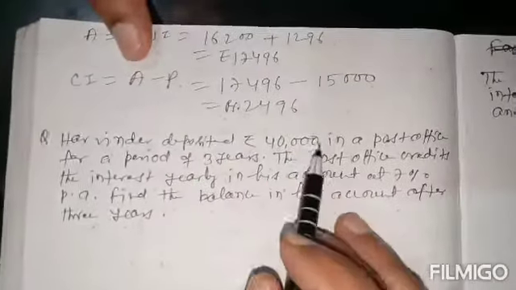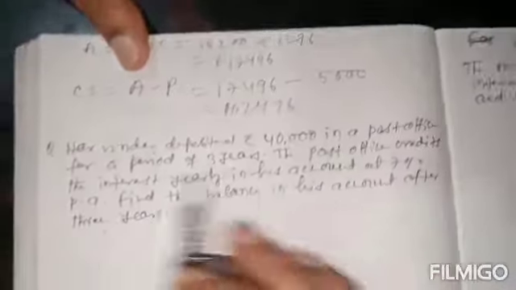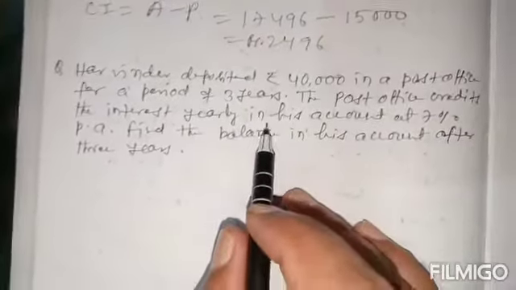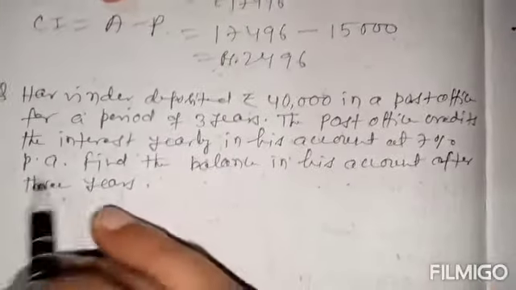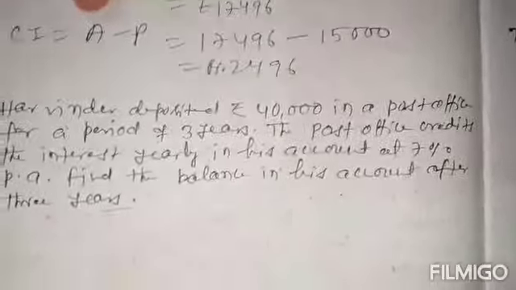Harvinder deposited rupees 40,000 in a post office for a period of 3 years. The post office credits the interest yearly in his account at 7% per annum. Find the balance in his account after 3 years.